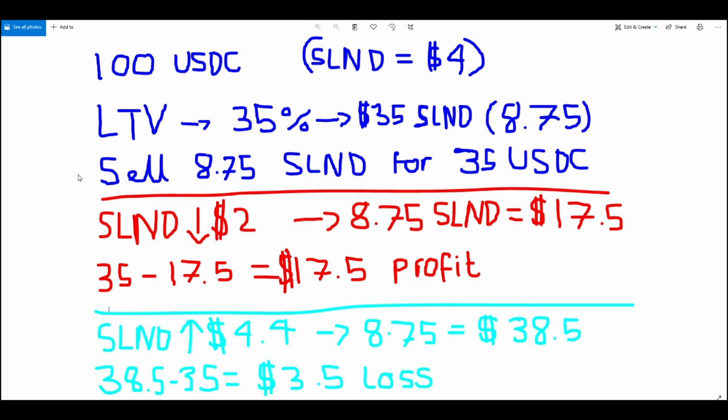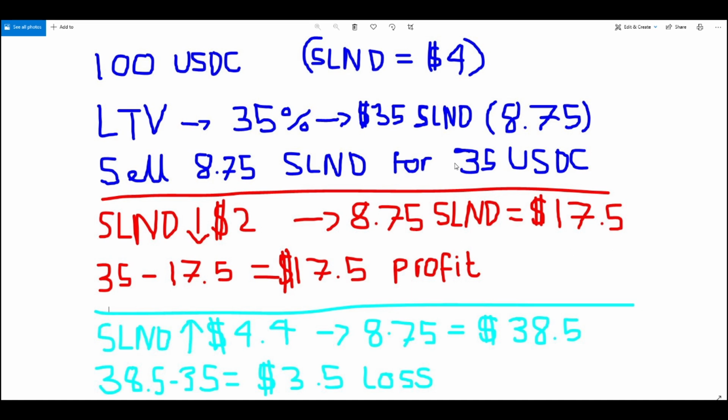So let's have scenario one, where the price of SLND goes from $4 to $2. That's a 50% drop. Now the value of 8.75 SLND tokens is $17.5 versus the previous $35 it was worth. So we take 35 minus 17.5. That's a $17.5 profit that you have made there, because you have rebought those SLND tokens for $17.5 when you originally sold them for $35.